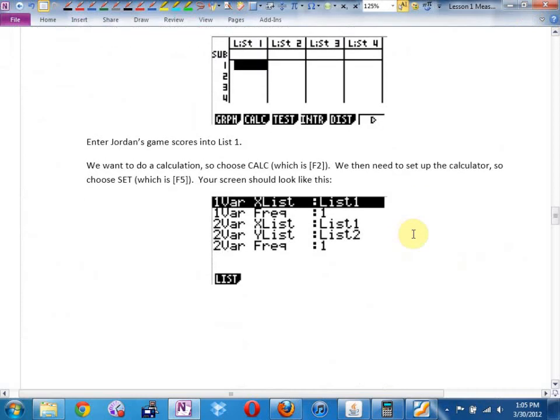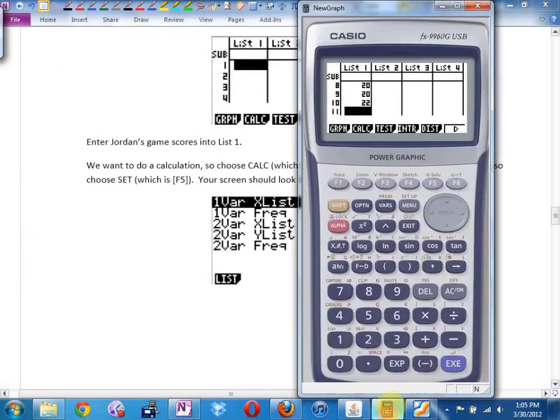We want to do a calculation. Which of these menus do you think would let me do a calculation? And what function key is calc lining up with? So if you press F2, that should bring up this menu. I'm also trying to teach you how you can remember what to do by looking at words. Oh, I want to calculate something. Calc. And we want one variable stats, and all we're going to be doing this year is one variable stats. So we want one var, which is F1.